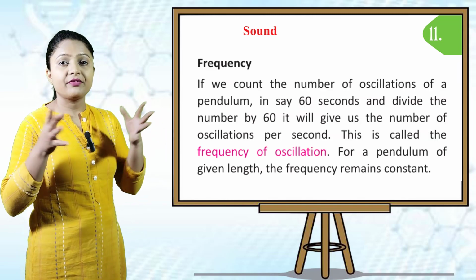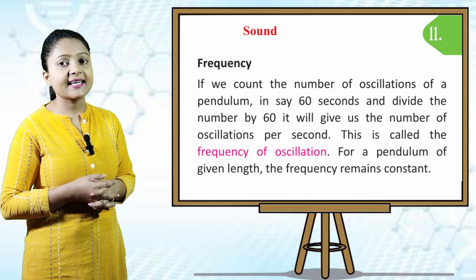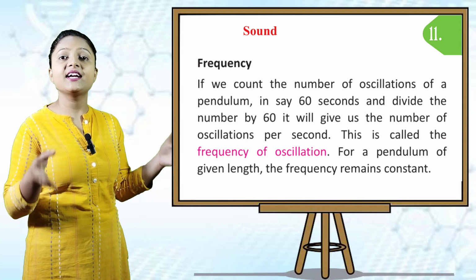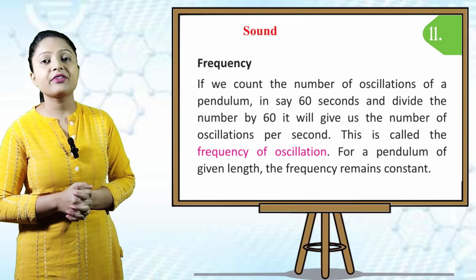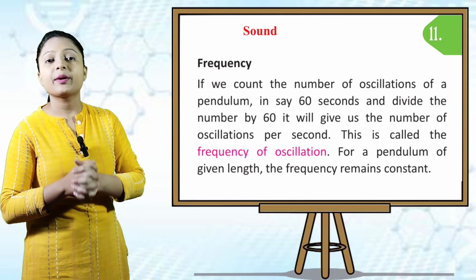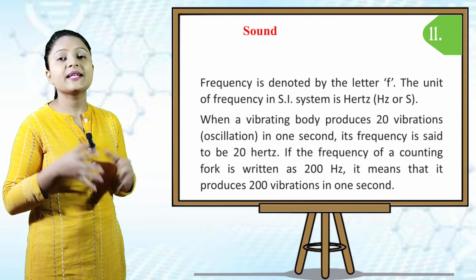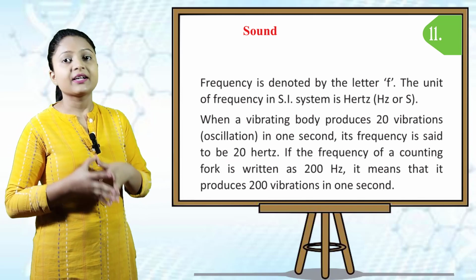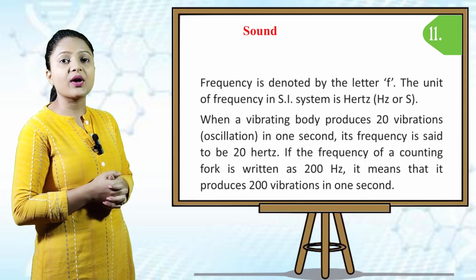Frequency. If we count the number of oscillations of a pendulum in say 60 seconds and divide the number by 60, it will give us the number of oscillations per second. This is called the frequency of oscillation. For a pendulum of given length, the frequency remains constant. Frequency is denoted by the letter F. The unit of frequency in the SI system is Hertz, Hz or s⁻¹.